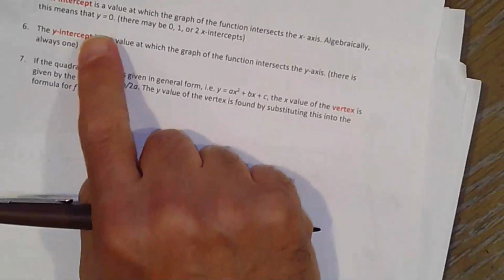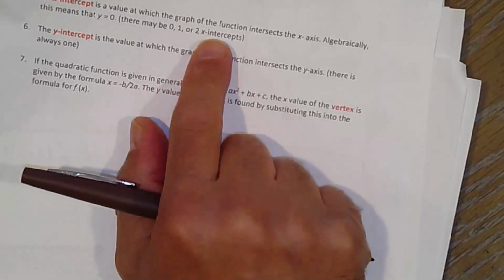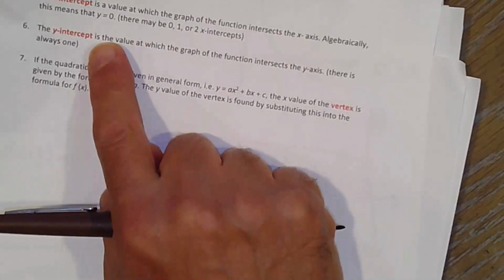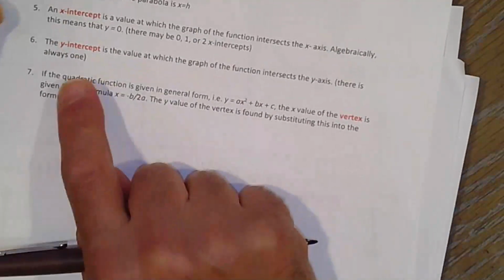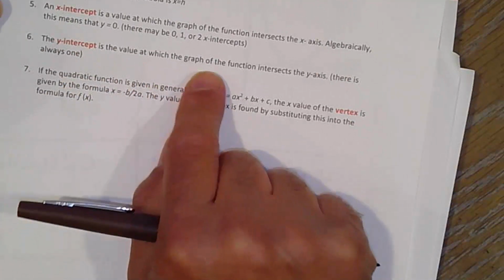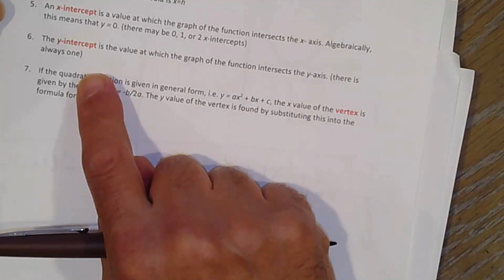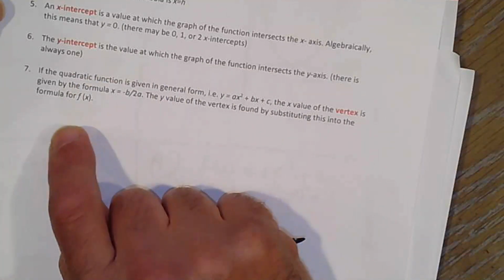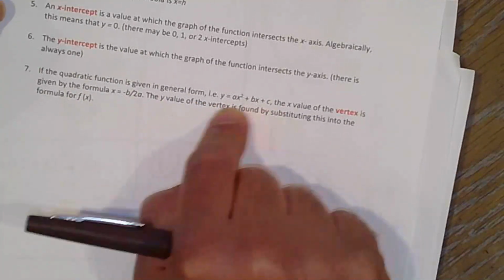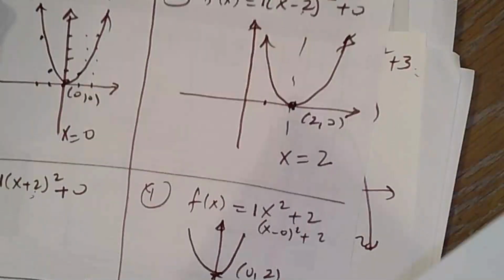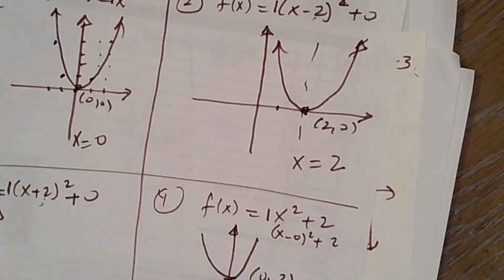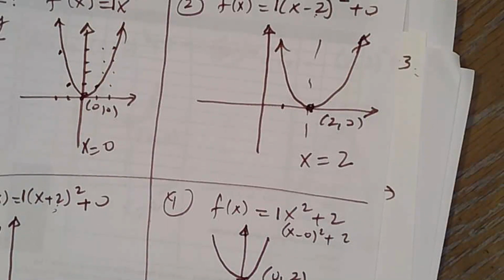To find the x-intercept, it's the value where the function intersects the x-axis. You set y equals 0 and then you solve. To find the y-intercept, it's the value where the graph crosses the y-axis. There's always 1. You put x equals 0 and solve. Number 7 is going to come later. We'll talk about it. So let's see an example about all this.